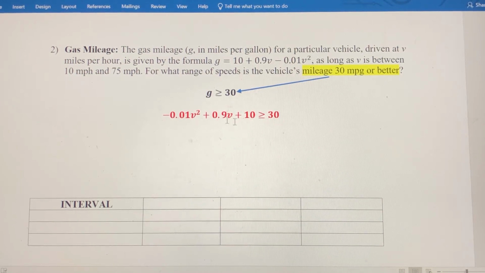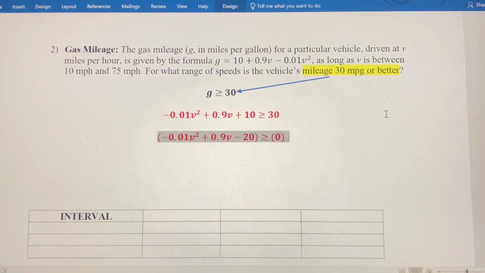Now I'm going to do a couple things here to kind of clean this up and make it neater for us. First thing, the first step in this process anyway is to get everything on one side. So I'm going to subtract 30 from both sides, okay? So I'm left with 0 on the right side, and 10 minus that 30 gave me this negative 20 here, okay? Well, I think I might be able to factor this, but it looks really ugly to factor it when it's written like this, okay?